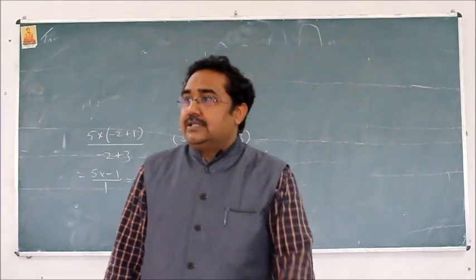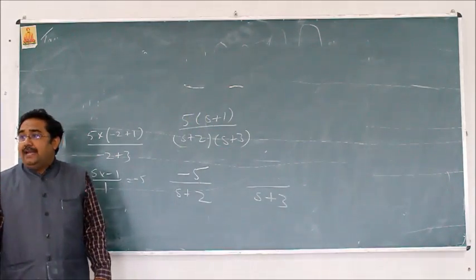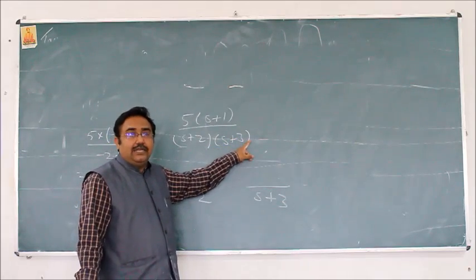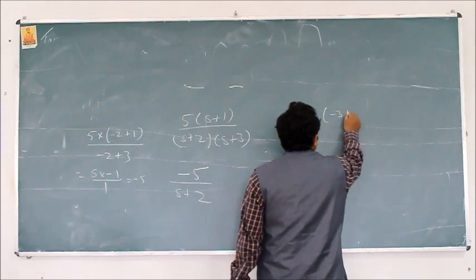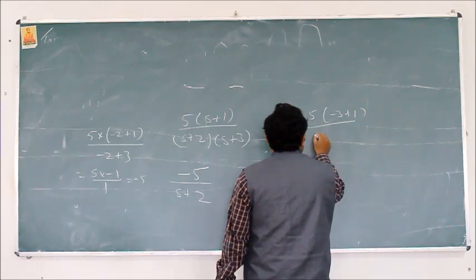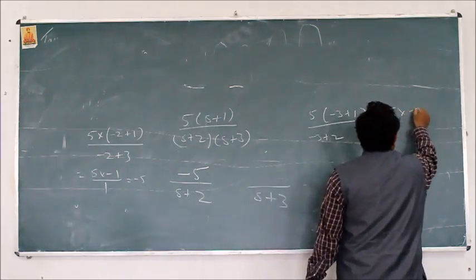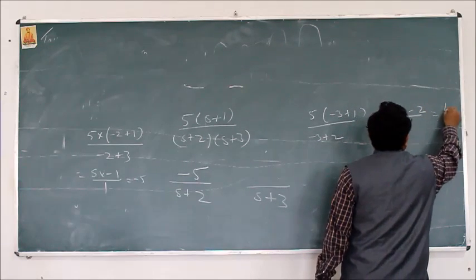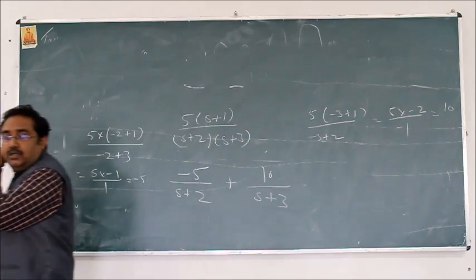Do you agree? Similarly, for s plus 3, substitute s equal to minus 3 in all terms except s plus 3. So what will you get? Residue is 5 into (minus 3 plus 1) upon (minus 3 plus 2). So 5 into minus 2 upon minus 1. So you will get 10. So the residue associated with this is 10. Clear or not?